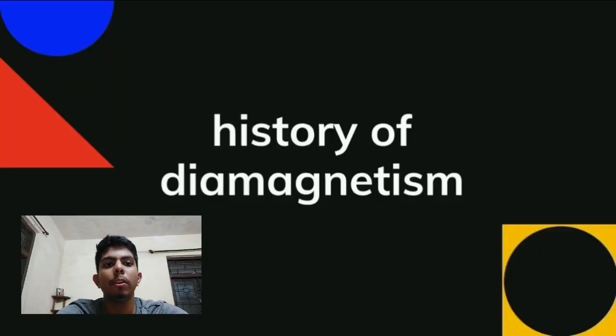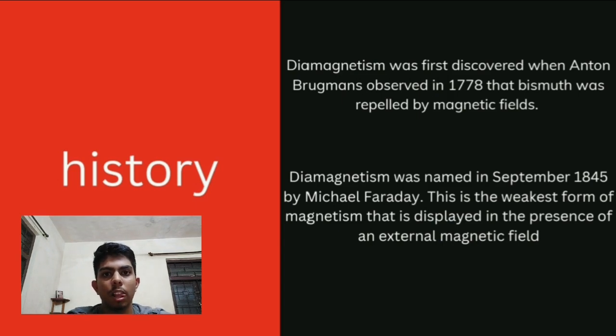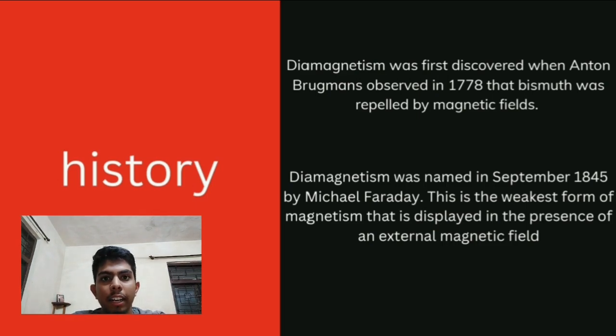Hi, I am Menezes of FE ECS and I am here to give you a short note on the origin of diamagnetics. In the year 1778, Anton Brugmans discovered that when bismuth was kept in an external magnetic field, bismuth got repelled from it. Later, in the year 1845, Michael Faraday named this unusual effect diamagnetism. Michael Faraday stated that diamagnetism was the weakest form of magnetism in the external magnetic field, and it was usually negligible when other types of magnetism are there in a field.